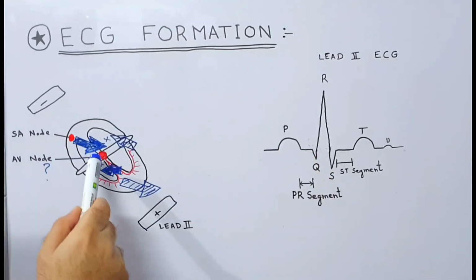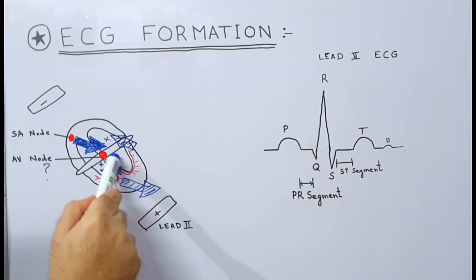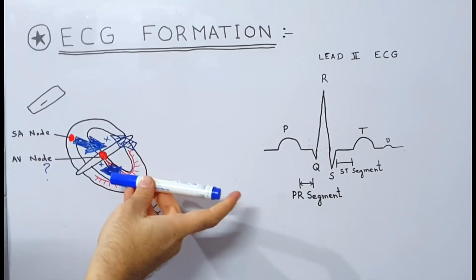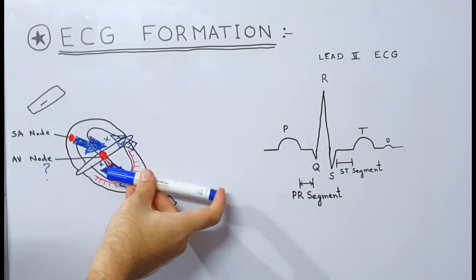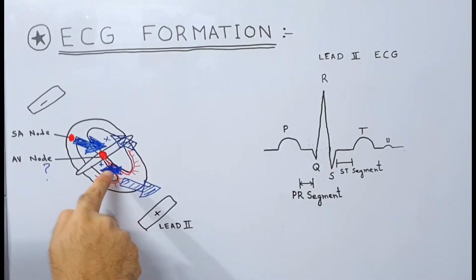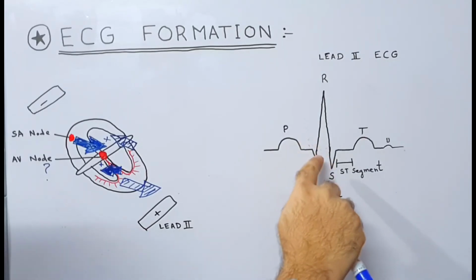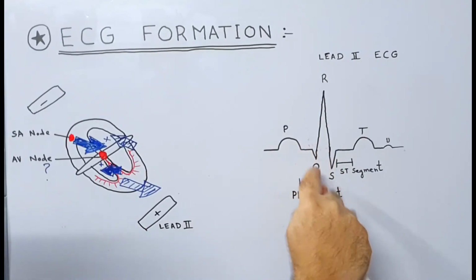After that, the current starts moving into the ventricles. First, interventricular septum is depolarized by the left bundle branch. The resultant vector is in this direction because depolarization is moving in this direction. As it is pointing away from the positive lead, it will give a negative deflection in the ECG graph, and we will get a Q wave.